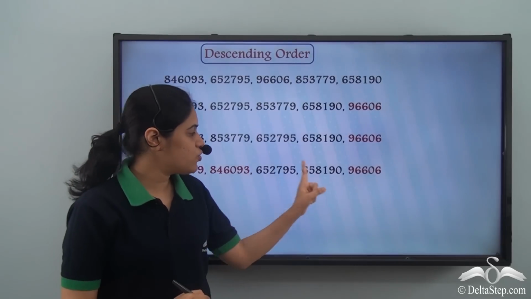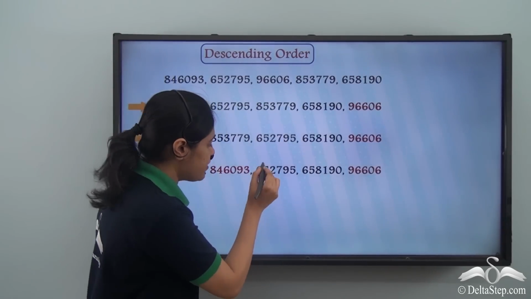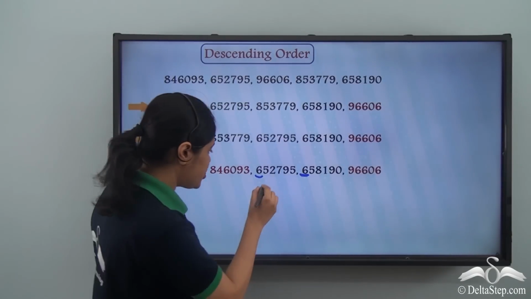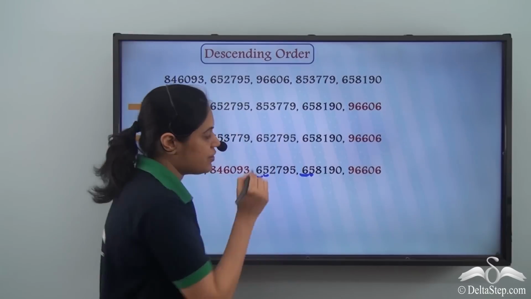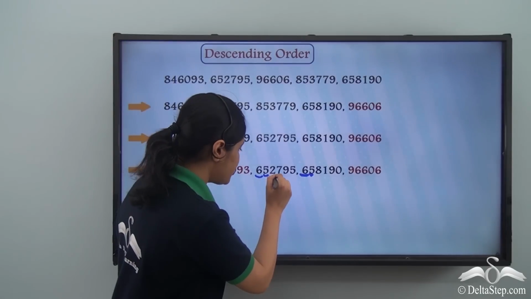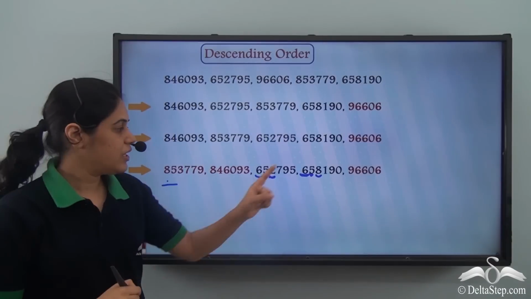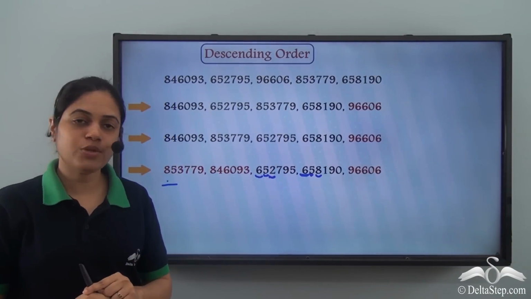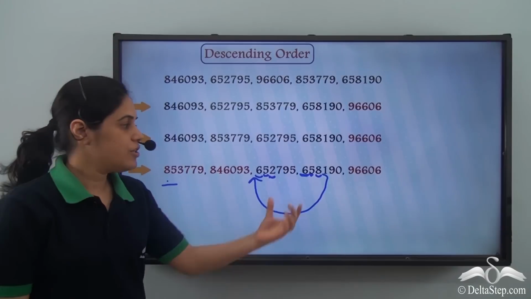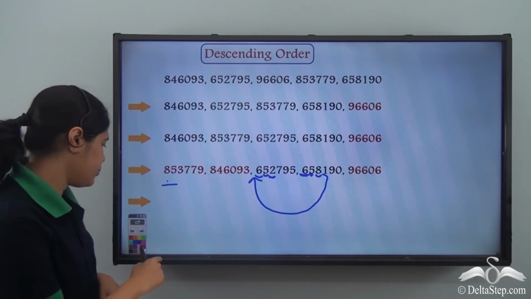Now these two numbers have to be compared and arranged. So the first digit is 6 in both the numbers. I move on to the next digit. The next digit is 5 here. It is 5 here. They are again equal. So I move on to the next digit. The next digit is 2 here and 8 here. Now 8 is greater than 2. So this number will be greater than this number. So it will come before this number when I am arranging in descending order.